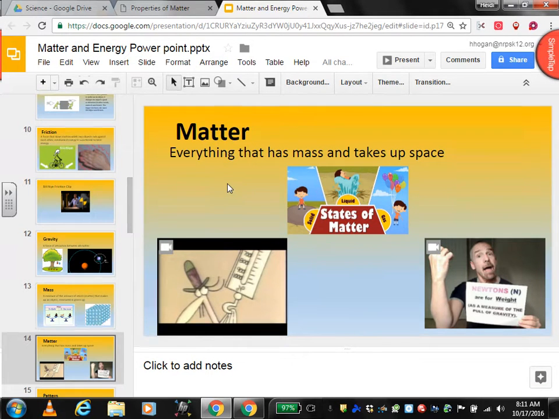And matter is everything. Everything that has mass and takes up space is matter. So we have our matter song that we like with Mr. Edmonds. You've watched that. And this is a little video on matter. This is about 3 minutes. And we have our states of matter, solid, liquid, gas. Okay.